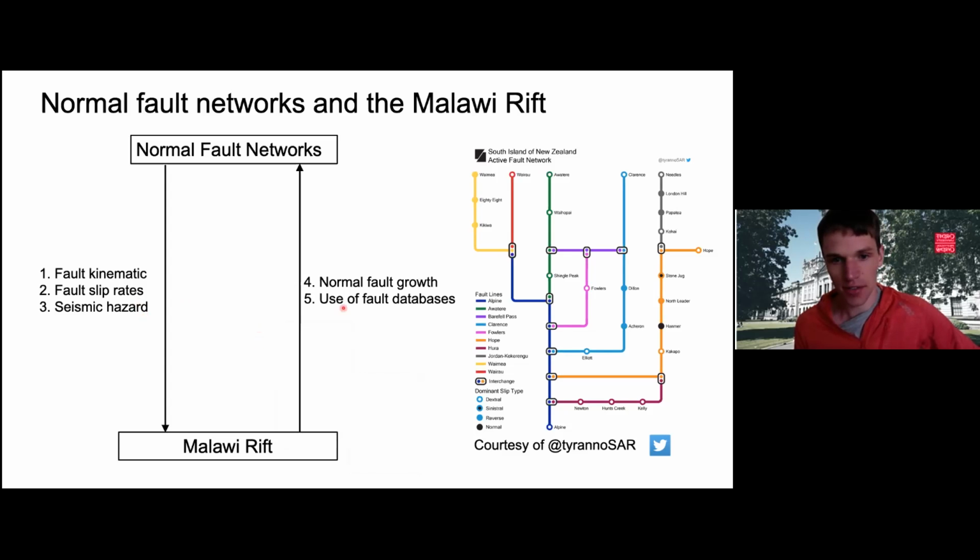And in this talk, I also want to go through turning that around and what the fault network in Malawi might tell us about other normal fault networks, in terms of maybe how normal faults grow, and capturing this information in fault databases.